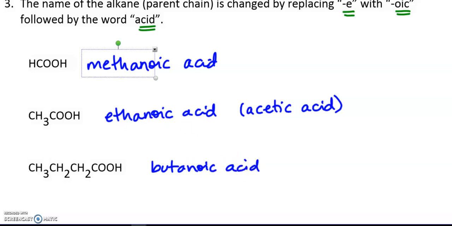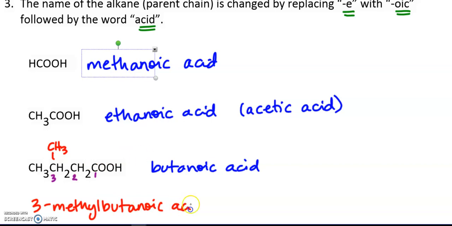Now, what if you had a substituent? So let's take this butanoic acid and let's add a methyl group right here. So in this case, remember that I have to number according to my carboxyl group. So this would be my 1, 2, 3rd carbon. So I would do 3-methylbutanoic acid. So that's how you name carboxylic acids.